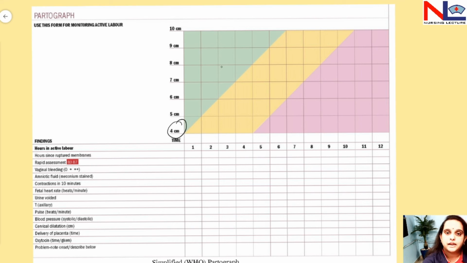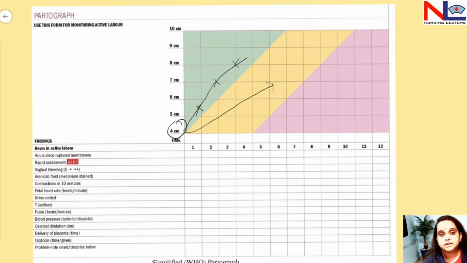But here you can see in this color coded figure that there is a green color. If you are plotting with an x, and it comes on the green side, then it is considered that the labor is in normal progress. But if your plotting goes into this amber color, this indicates that you need to closely watch your mother, because there may be some risk to the mother in the progress of labor.